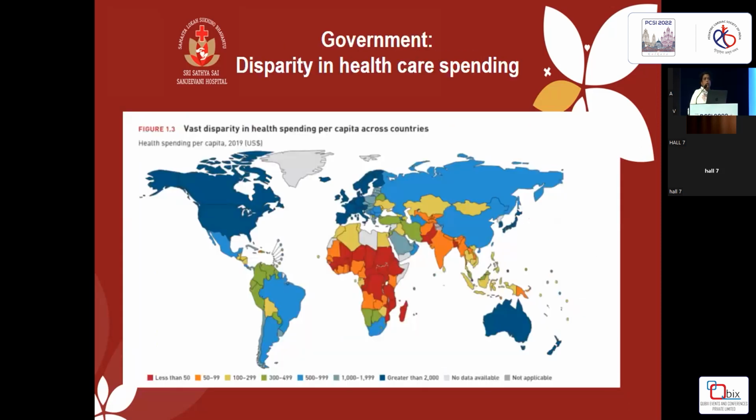But when you look at the world in general, the amount of spending per capita is very variegated. Different countries spend differently on healthcare, and it can be as little as $50 per capita up to $2,000 per capita, and that is seen in the world map on the WHO site.